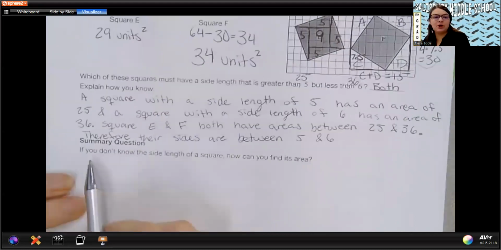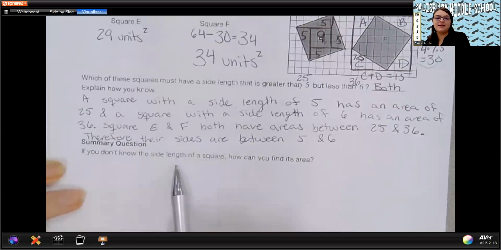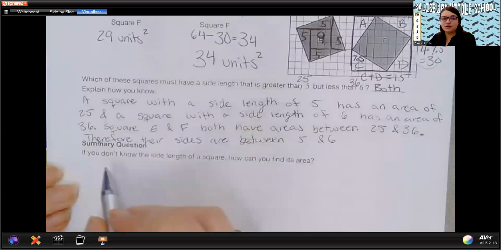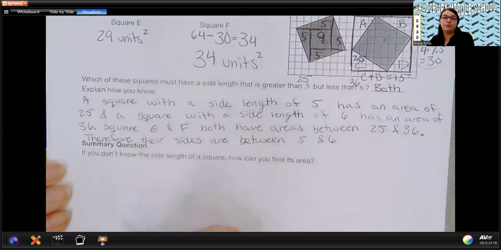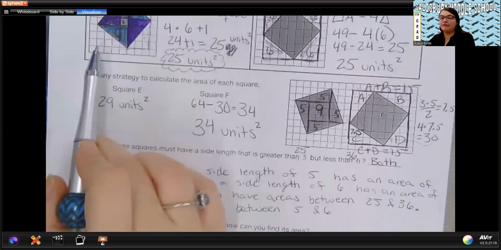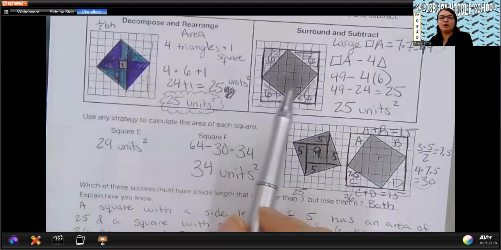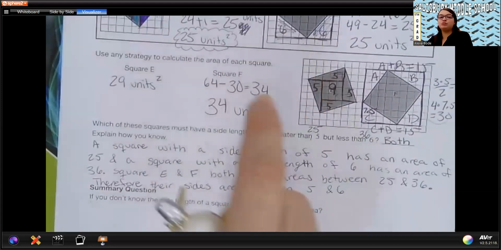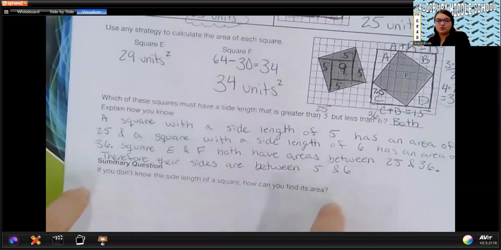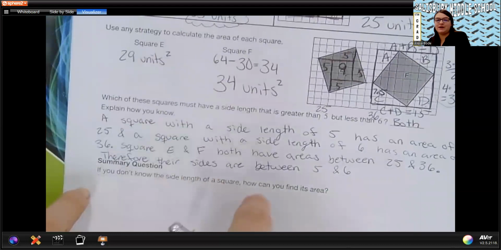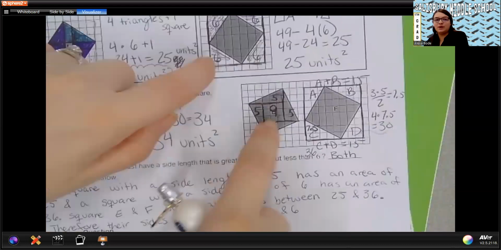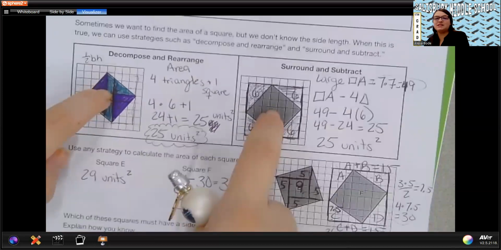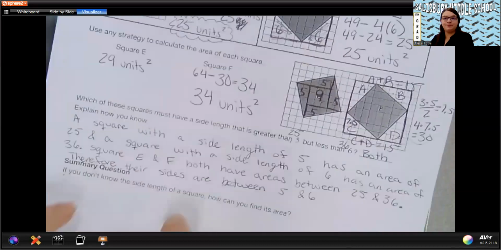Okay, and then our summary question, if you don't know the side length of a square, how can you find its area? I want you guys to answer this on your own before you glue it into your notebooks and explain whichever one of these two methods you prefer. So pick one of the two methods you like better. And then I want you to describe that method as your summary question. So it says, if you don't know the side lengths of a square, how can you find its area? We don't know the side lengths of these squares. So pick, do you prefer decompose and rearrange or surround and subtract, and describe that method down here.